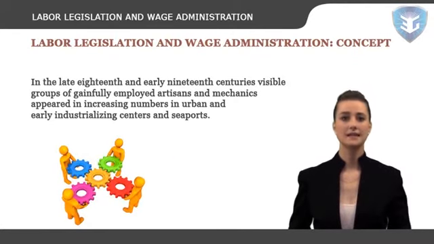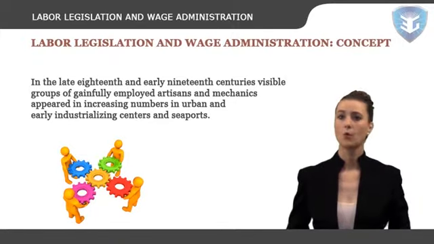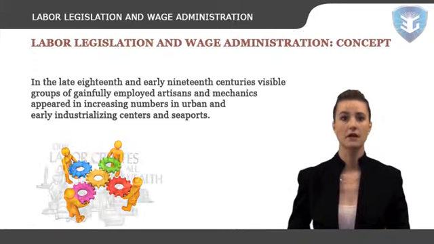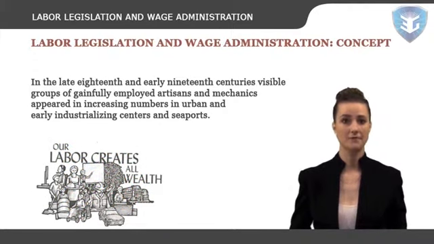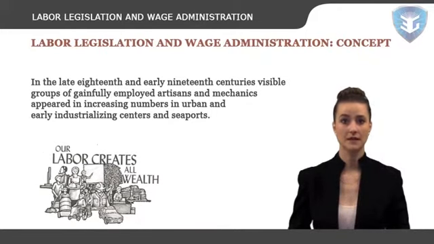In the late 18th and early 19th centuries, visible groups of gainfully employed artisans and mechanics appeared in increasing numbers in urban and early industrializing centers and seaports. When those workers envisioned their collective interests and organized as trade societies and brotherhoods, state courts suppressed their efforts by invoking a doctrine of common law that defines such activity as criminal conspiracy inimical to the general welfare.